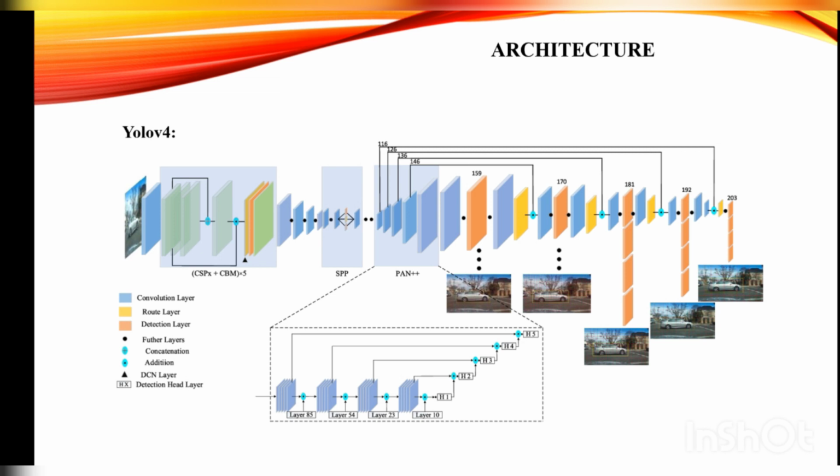YOLO v4 architecture consists of a spatial pyramid pooling and a path aggregation network. What do both of them mean? SPP and PAN act as the head and neck for the object tracking. CNN is used to process the image, but SPP and PAN are used to visualize the object in that image. So this is the YOLO v4 architecture explanation.